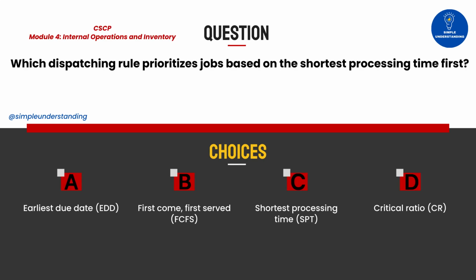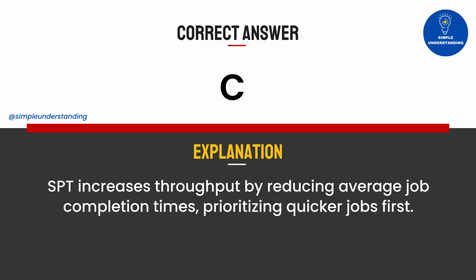5. Which dispatching rule prioritizes jobs based on the shortest processing time first? A. Earliest due date, EDD. B. First come, first served, FCFS. C. Shortest processing time, SPT. D. Critical ratio, CR. Correct answer, C. Explanation: SPT improves flow by reducing average job completion time, favoring shorter tasks first.